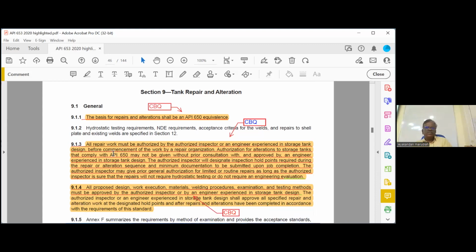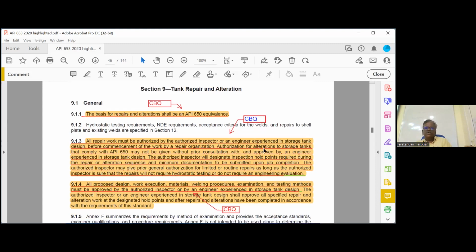Then 913, first line: all repair work must be authorized by the authorized inspector or engineer experienced in storage tanks. That is a general statement; generally, any repair needs the inspector or engineer. Next line: authorization for alteration may not be given without prior consultation and approval of the engineer. So for alteration, engineer approval is a mandate.